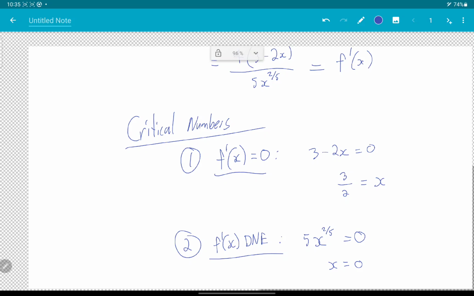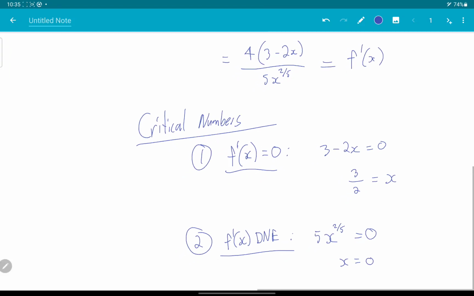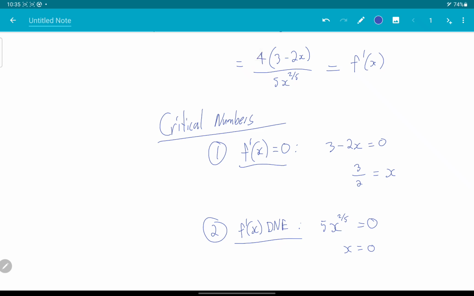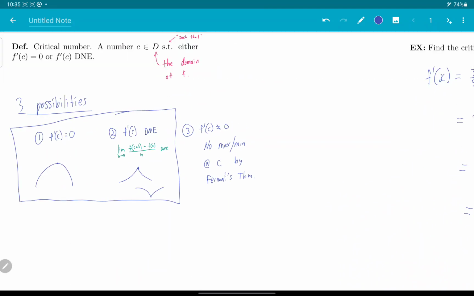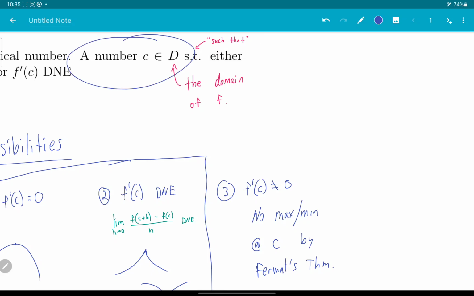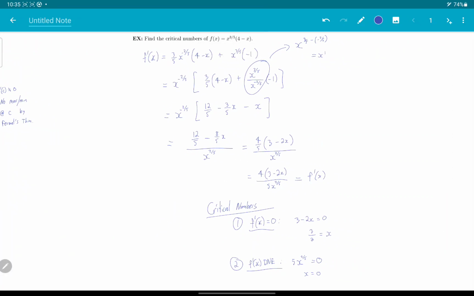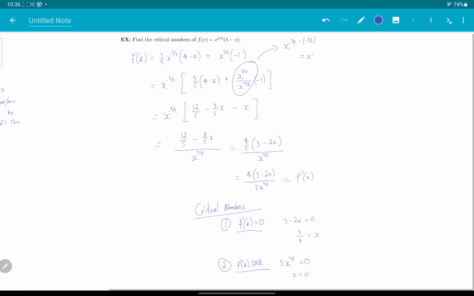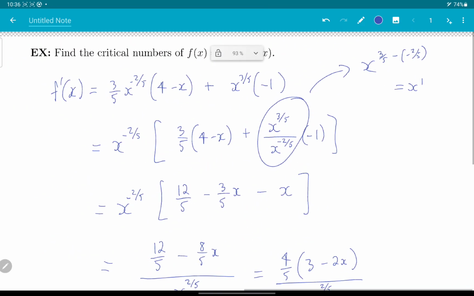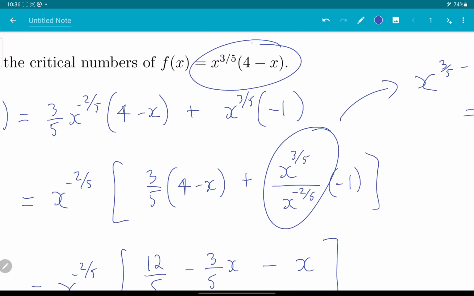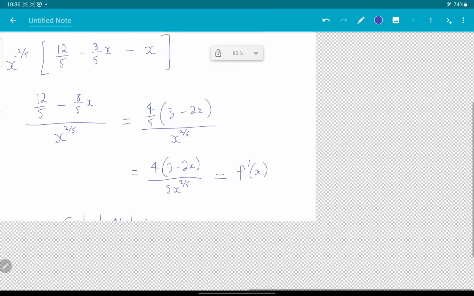Now I need to check something a little bit subtle here. To be a critical number, C has to be in the domain of the function. So we have to make sure that the x values we found, 3/2 and 0, are in the domain. Just by looking at them, I can see that taking x equals 0 and plugging it in here, yep, that's okay. And the 3/2 also works here. So these are my critical numbers. There's no problem here.